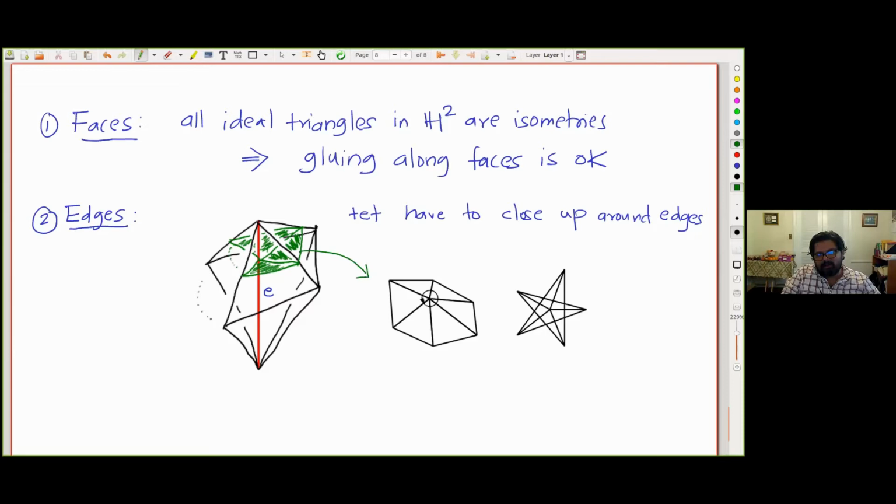So you start over here, they have to glue up. But there is more. Not only do they have to glue up properly, they have to go around it only once. You cannot go around it many times like this. So your angle sum has to be equal to 2 pi, not pi. Angle sum has to be equal to 2 pi. And what happens when we are going around like this?